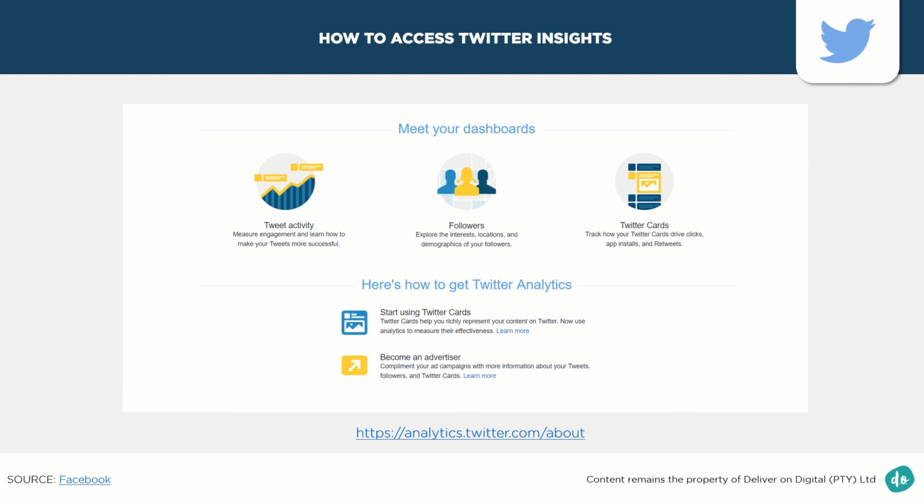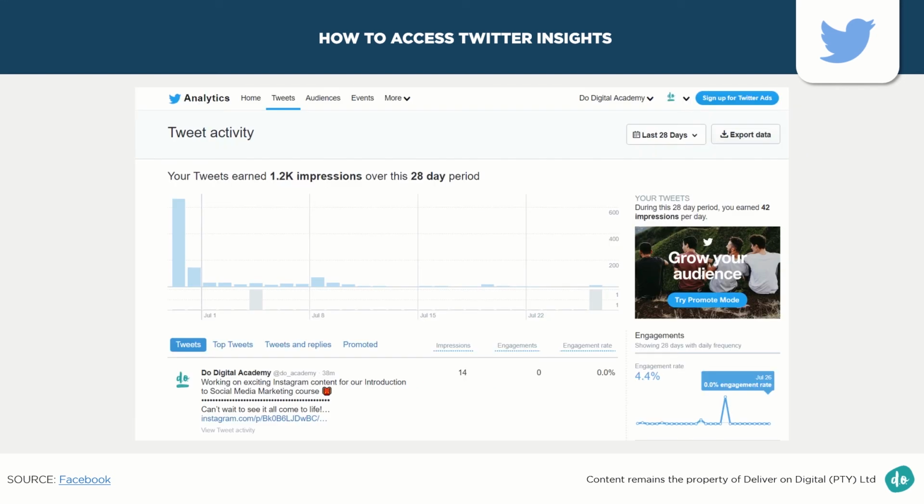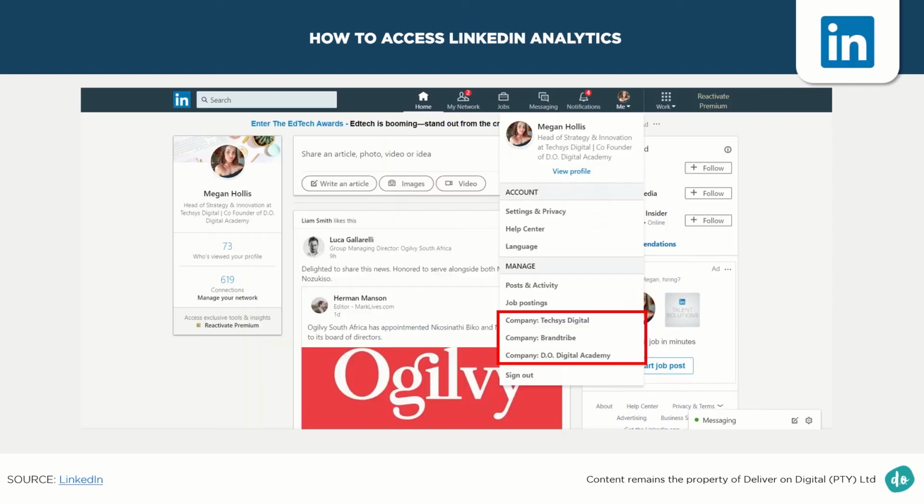Tweet Activity measures engagement and helps you learn how to make your tweets more successful. Then there's Followers, which allows you to explore the interests, locations, and demographics of your followers. And then there's Twitter Cards, which tracks your Twitter cards, and how those drive clicks, app installs, and retweets. Here's an example of a Twitter dashboard showing you that your tweets earned X amount of impressions over a 28-day period, for example.